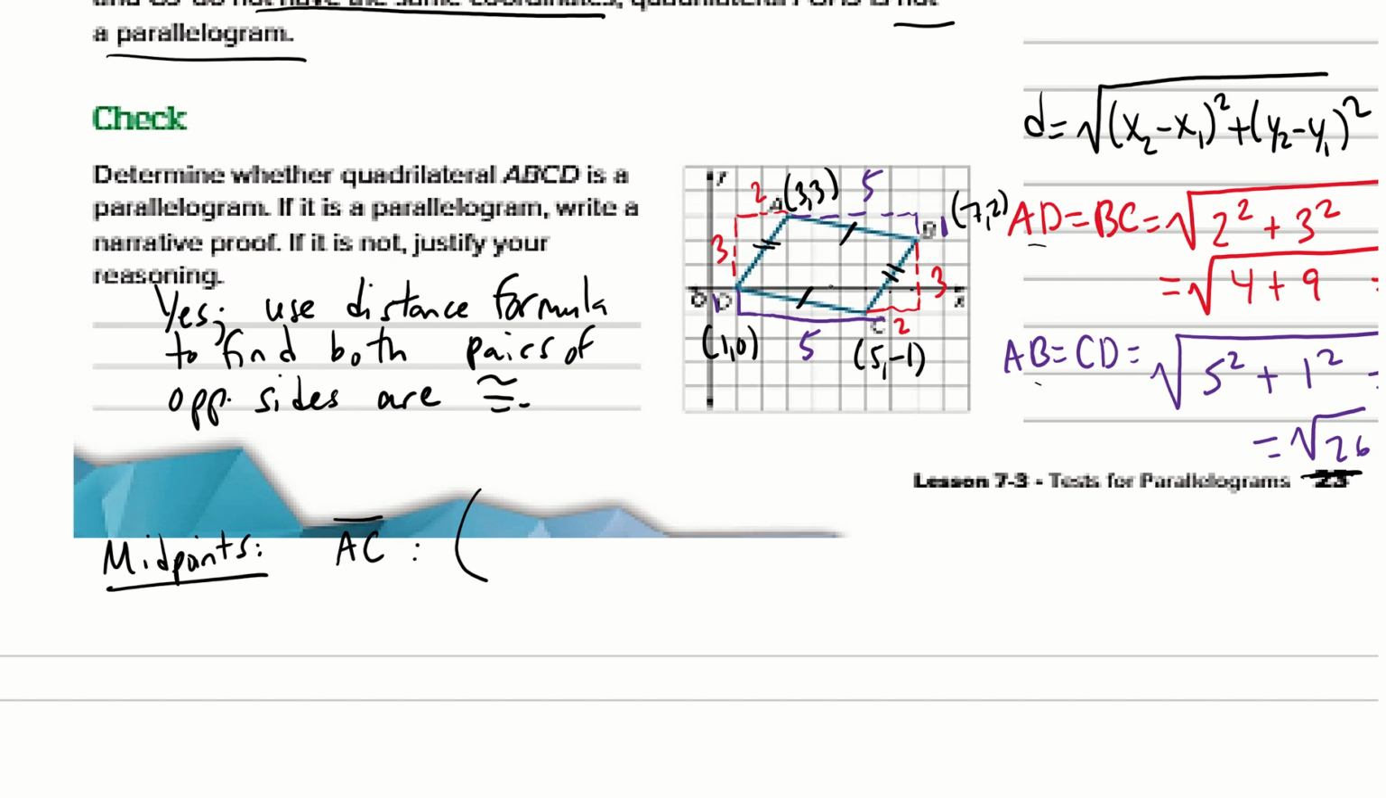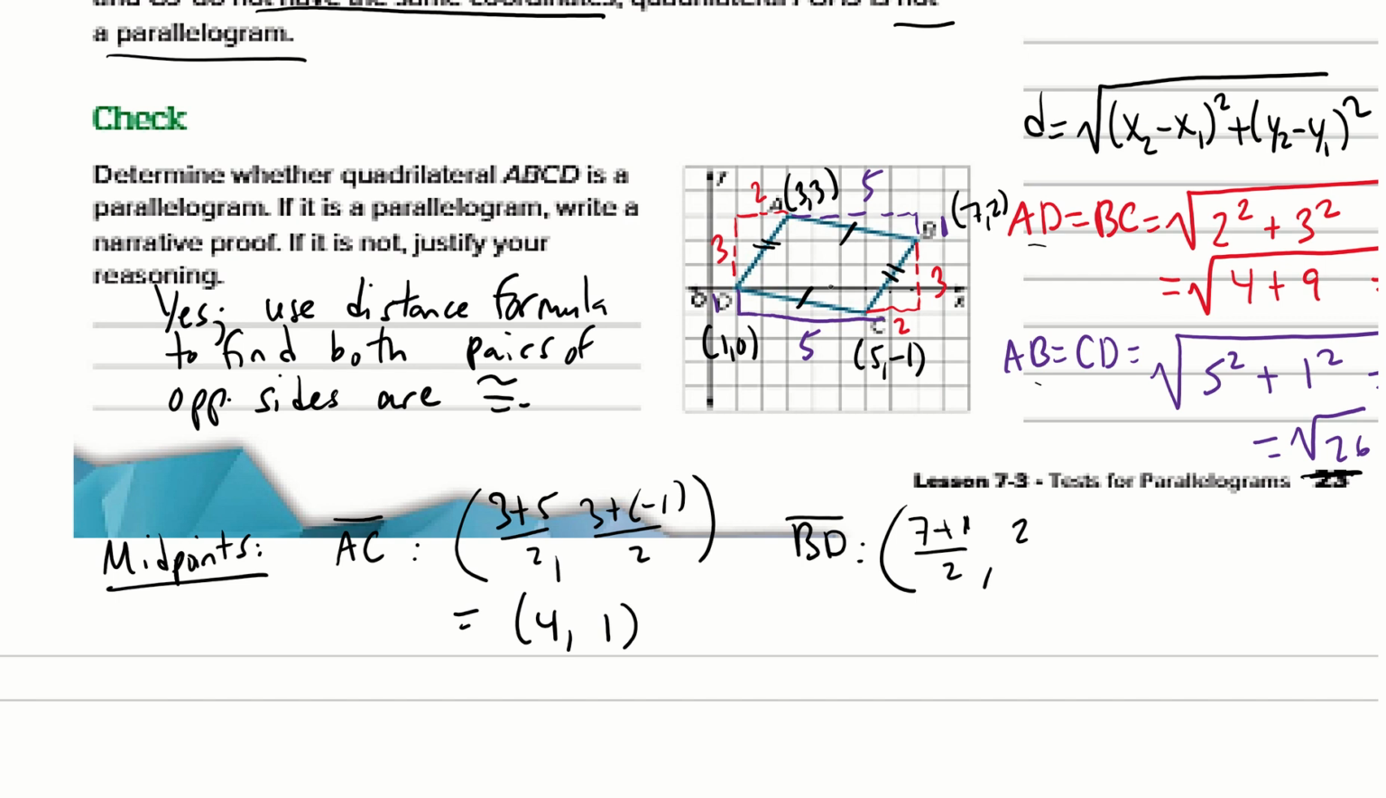So let's do AC. So 3 plus 5 divided by 2, 3 plus negative 1 divided by 2. That's equal to 8 divided by 2 is 4, and 2 divided by 2 is 1. Now let's do the midpoint of BD and see if they're the same. So BD, 7 plus 1 divided by 2, and then 0 plus 2 divided by 2. And notice you get the same answer, 4, 1. These are equal, and therefore it's a parallelogram.